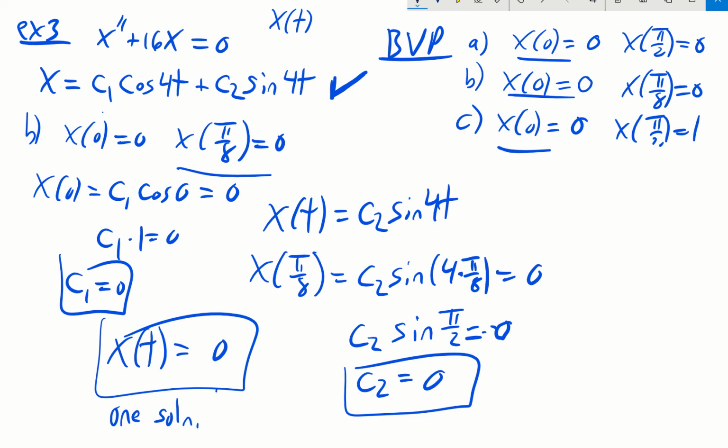Let's see what happens in part C. So in part C we're going to change it. We're still keeping x of 0 equal to 0, but now we have a new boundary value. We want x of pi over 2 to be equal to 1. And keep in mind that what makes it a boundary value problem is the fact that we're giving values of the function at different points.